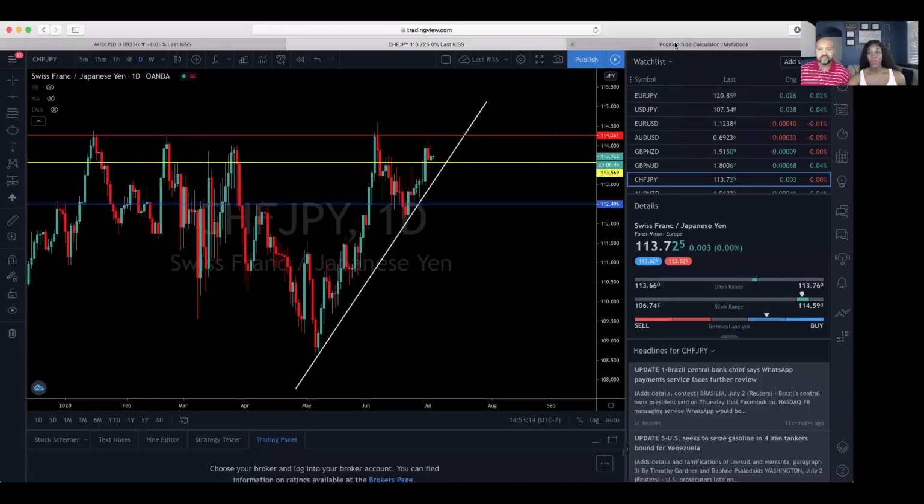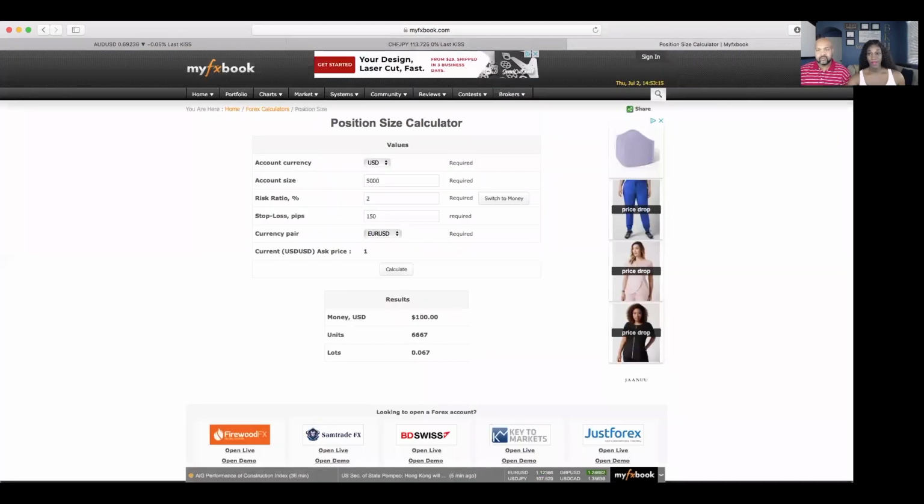So let me show you really quickly what we do and a tool that we use to help us. You should probably know about this. A lot of traders don't, some do, but we use a position calculator. If you Google myFXbook position calculator, you'll find this. And all you simply have to do every single day before you start trading is type in your account balance.